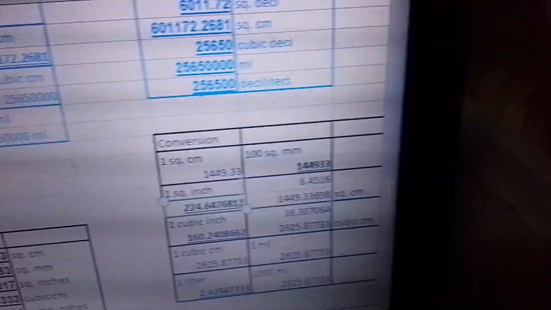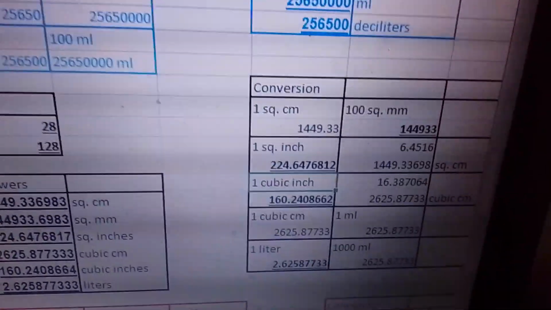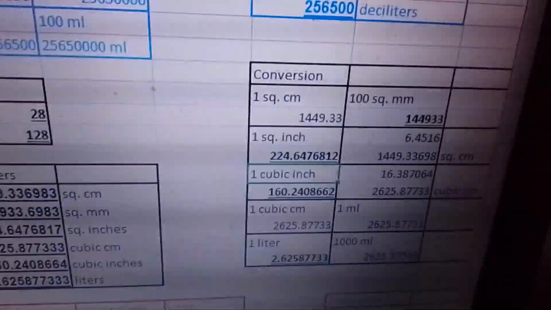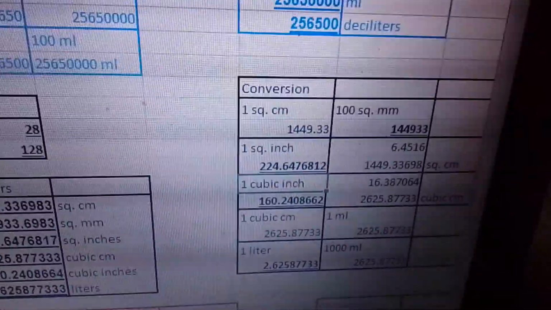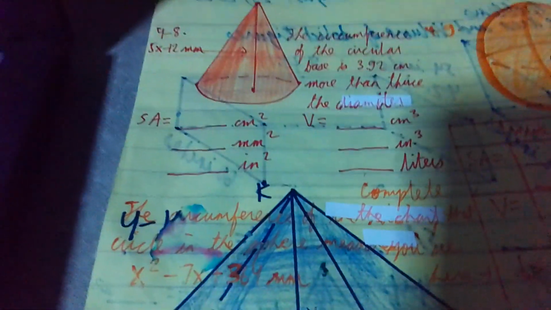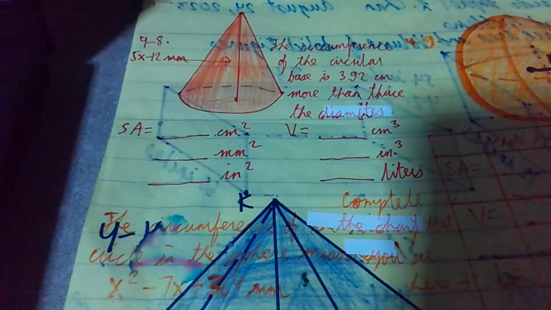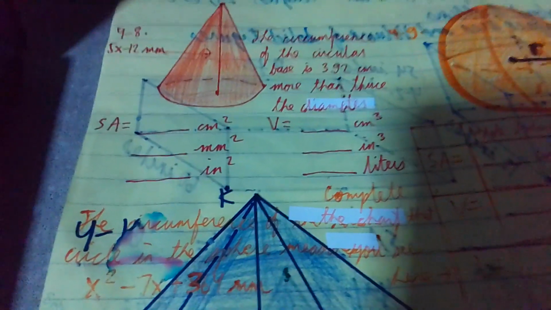Yes. And then what we did, I divide the two numbers, and we should get 224.647. That is the surface area of the cone in square inches. So yun. Alright? But wait, we're still not yet done because we still have to solve for the volume.